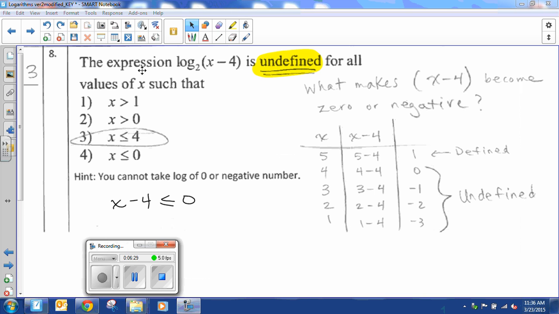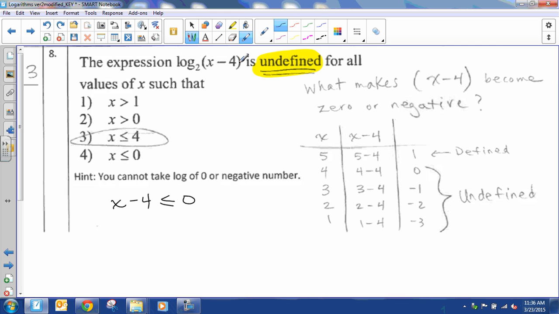Number 8. Here, the expression log base 2 of x minus 4 is undefined for all values of x such that, well, remember, you cannot take the log of 0 or a negative number. So we know this expression will be undefined whenever x minus 4 is less than or equal to 0. So we write ourselves an inequality, and the easiest way to do this is just to solve the inequality. Add 4 to both sides, and x is less than or equal to 4.